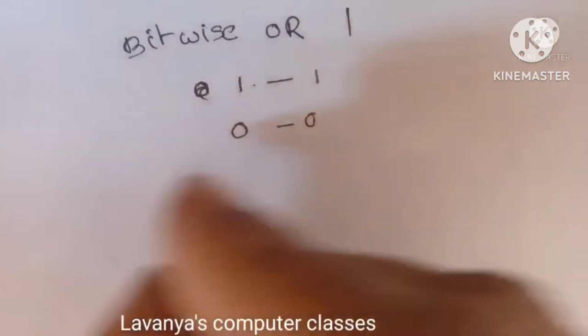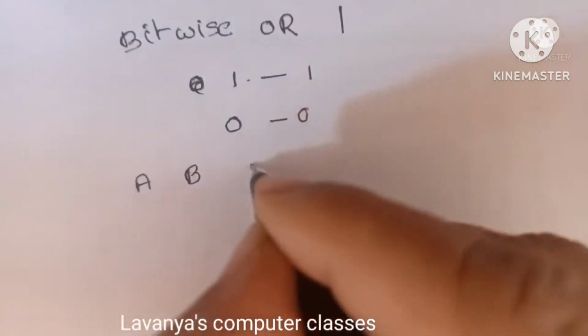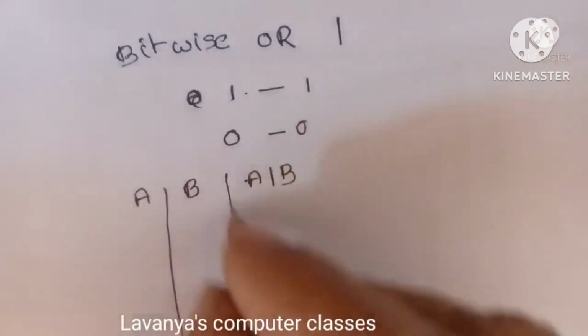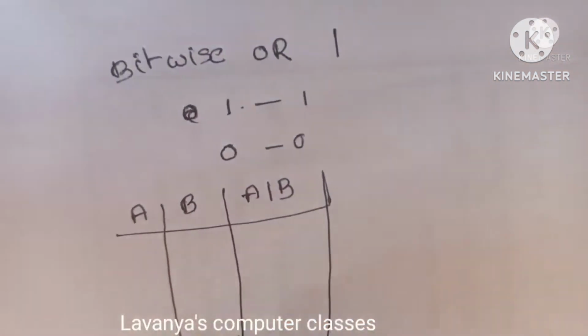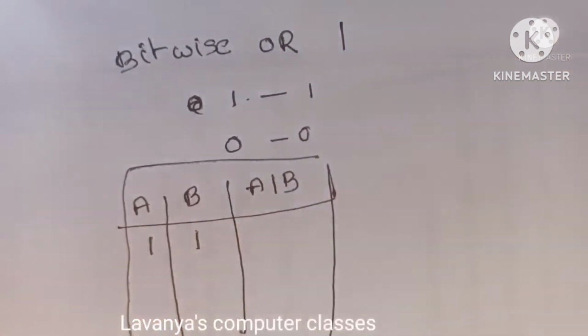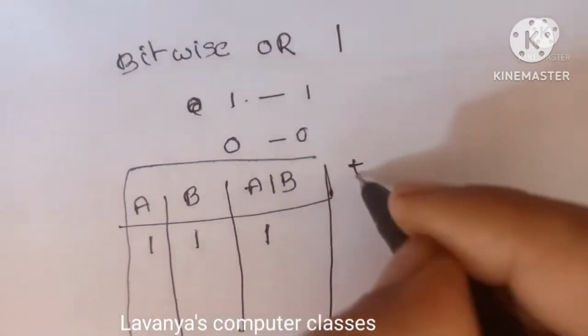Now we will give the truth table for the bitwise OR operator. A, B, A bitwise OR B. In the first combination, both bits are 1, so the result is 1. It is like the plus operator.